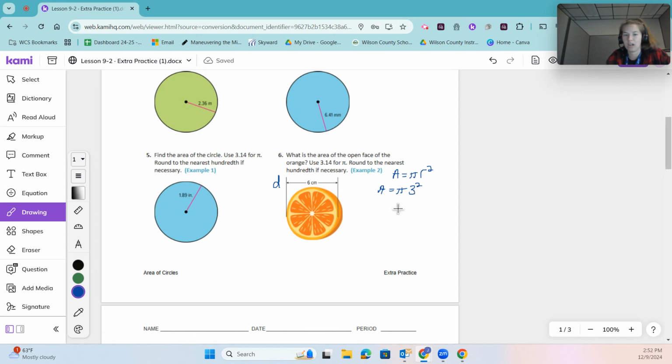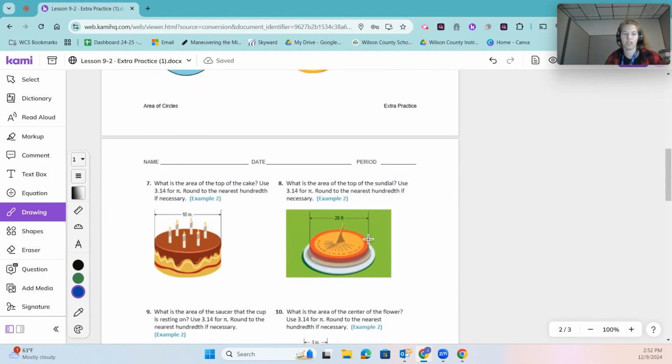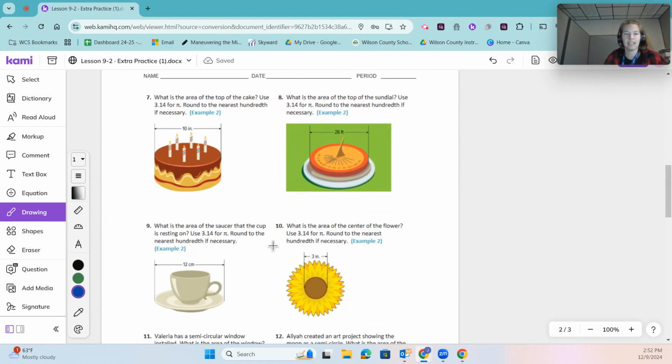And 3 squared is 9. So I have area is exactly equal to 9 pi, but this asks me to round. So I'm going to go ahead and multiply 9 times 3.14, and that is going to give me area is approximately equal to 28.26 centimeters squared. Let's try one more just like it.